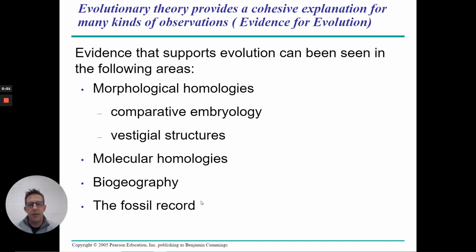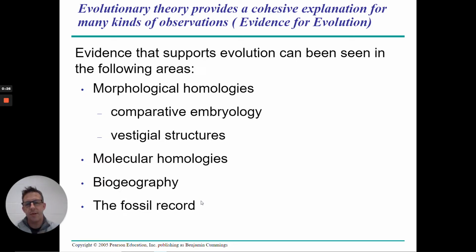All right, guys, we're going to pick up our talk here of evolution by discussing some of the pieces of evidence for evolution. The title on this slide says Evolutionary Theory provides a cohesive explanation for many kinds of observations, and so we're going to look at some of those observations that we can see in the natural world that help to explain this idea of evolution.